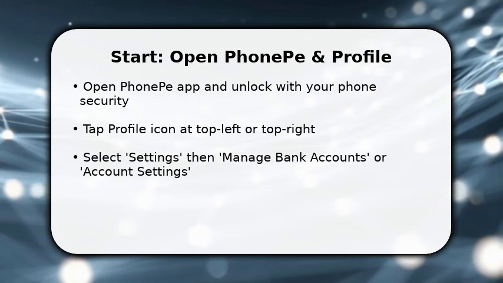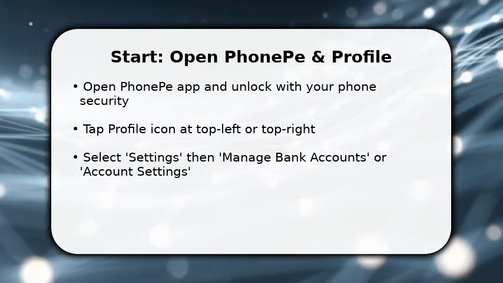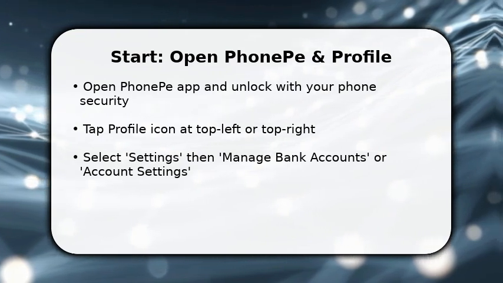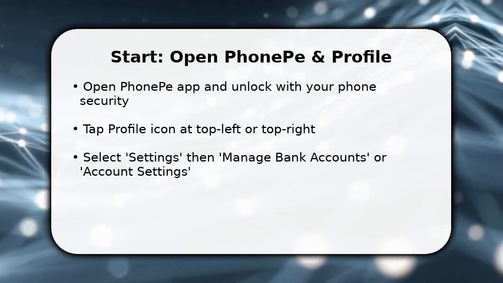Enjoy the video. You begin by launching PhonePe and going straight to your profile. This is where account links live. Once in profile, tap Settings and choose Manage Bank Accounts or Account Settings depending on your app version.